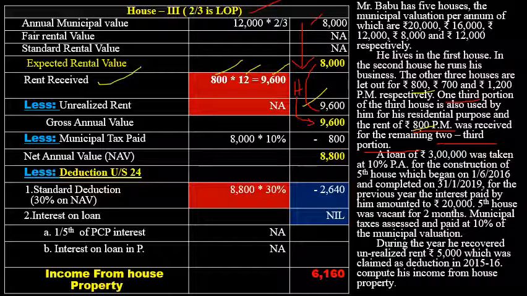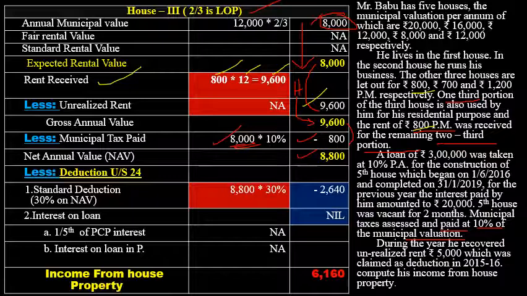Next is the municipal tax. It has been given that the municipal tax paid is 10% of the municipal valuation. The municipal value of the full house is 12,000, and for the 2/3 part it is 8,000. So 8,000 into 10% is 800 rupees. Why 8,000? Because 8,000 is the municipal value of the 2/3 part. Next is the net annual value: 9,600 minus 800 gives 8,800 as the net annual value.